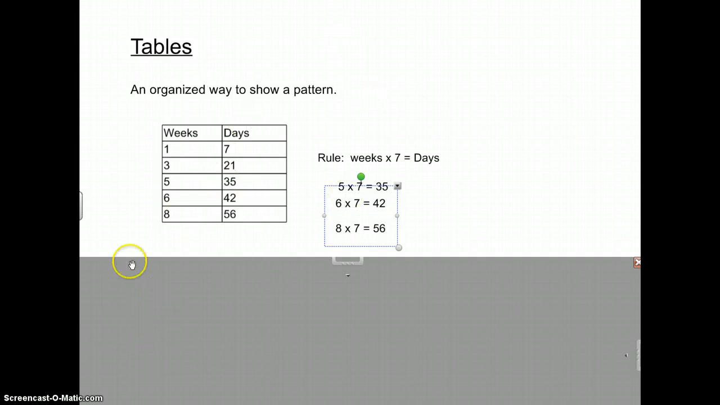Again, ladies and gentlemen, if you look, I do not have a pattern going from top to bottom. 1, 3, 5, 6, 8. That is not a pattern. This is just, I'm asking you how many weeks. Over here, it's asking you the days. So the relationship between this column and this column.